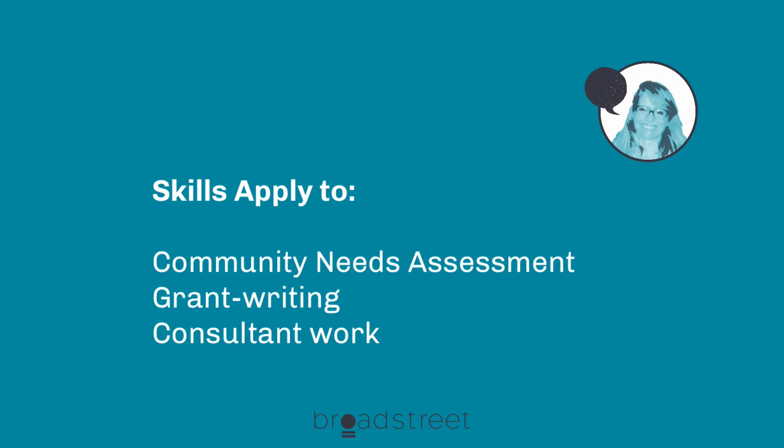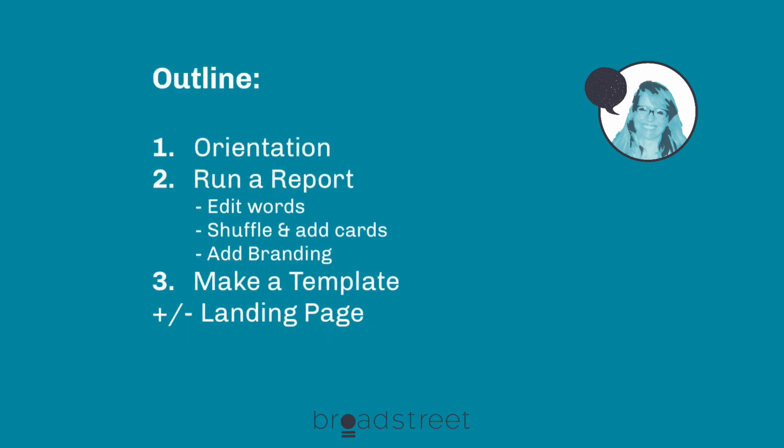So in a moment, I'm going to start the walkthrough. Just so you know what's in store, I'm going to give a brief orientation to the BroadStreet site. I'll run a report, and then I'll show you how to edit words, shuffle, and add cards. And then I'll show you how to add branding, and from there, we're going to run a template. That template feature is the big way in which we can run reports again and again. If there's still time on the end, then I can also show you how to create a landing page.